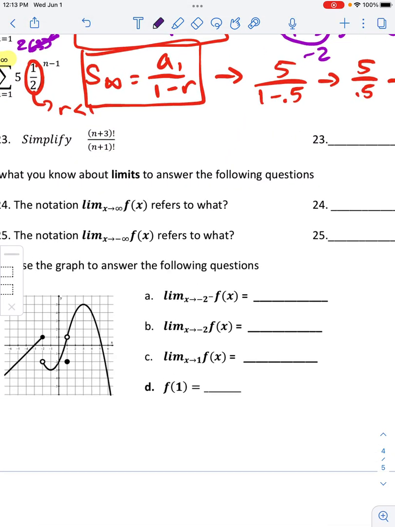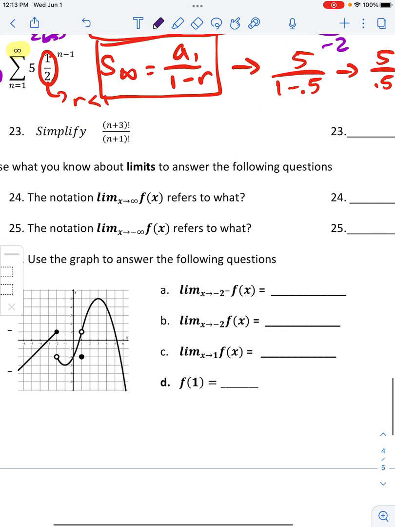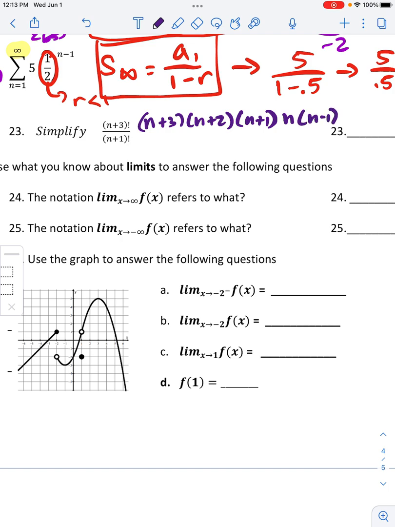Okie doke, here we go. I said okie doke like 1,000 times, I'm sorry. Factorial means keep going down by 1. So this one means n plus 3, and then n plus 2, and then n plus 1 to n, and then it would go n minus 1, and so on down to 1.